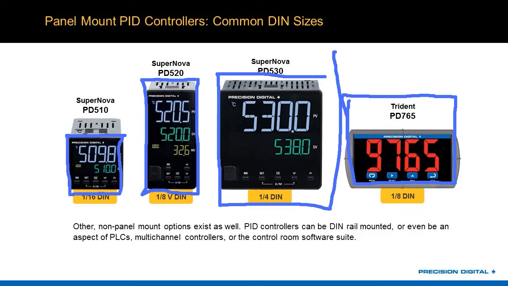There are other sizes as well. There are 3/16 DINs. There are 1/32. These are the three most common from my experience. These are the ones that Precision Digital offers in the SuperNova line of controllers. But it's important to note that you could have the same family of controllers available in multiple sizes, and that's something to keep in mind when you're speccing.